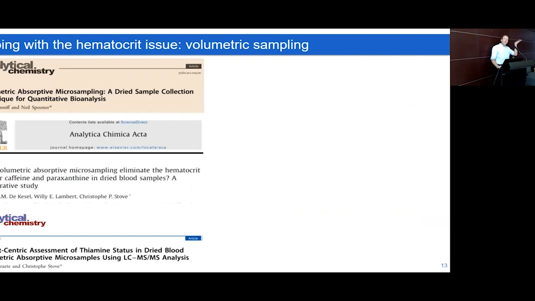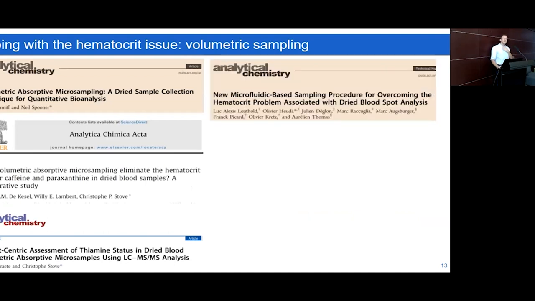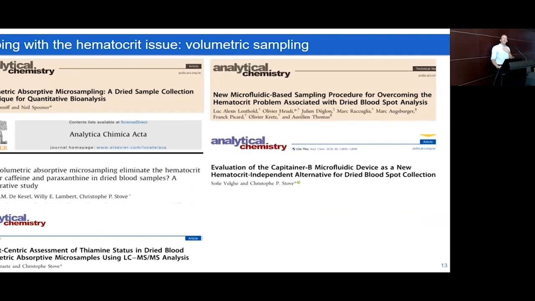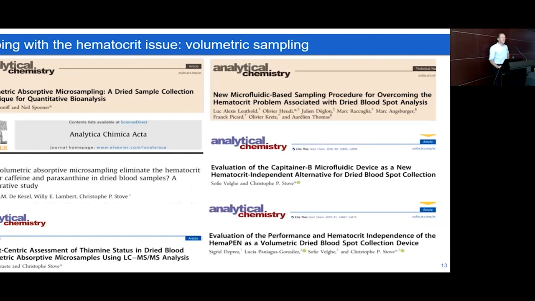There are several ways, as I already said, to cope with the hematocrit issue, like volumetric sampling. There are several devices. We've been lucky to be able to evaluate several of these devices at a really early stage. To make a long story short, these volumetric devices effectively do what they promise to do. They collect a volumetric sample in a hematocrit-independent way. So it is a way to get around the hematocrit issue. However, not everyone can afford these devices. They come at a higher cost.